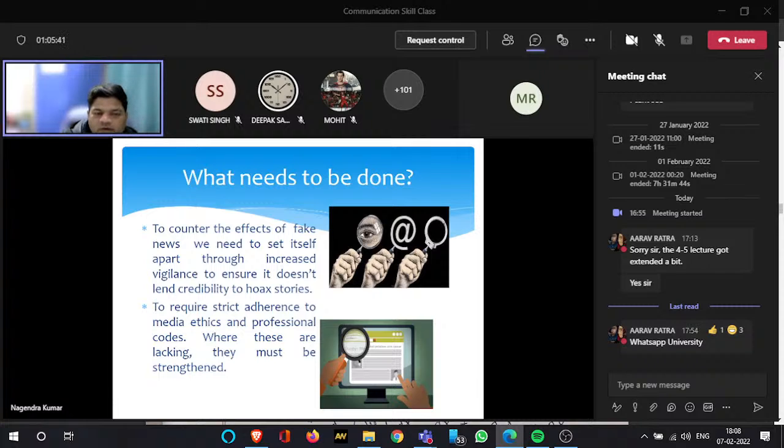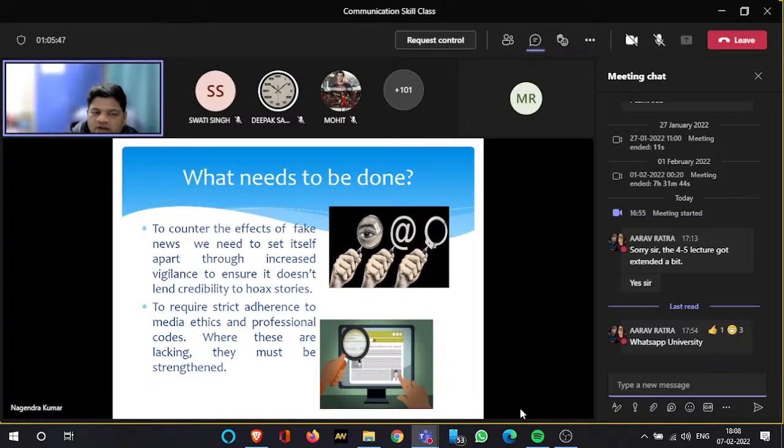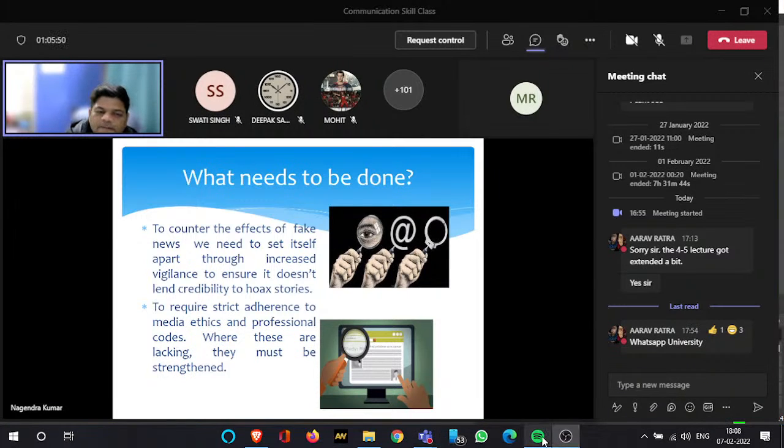So to counter the effects of fake news, we need to set ourselves apart through increased vigilance to ensure we do not lend credibility to hoax stories. And for that, we need to check. And as I said in my second or third slide, look at the clickbaits. If you find that the title of a news story is unusual, with so many punctuations, so many exclamation marks or so many question marks, you need to understand that this is not authentic.